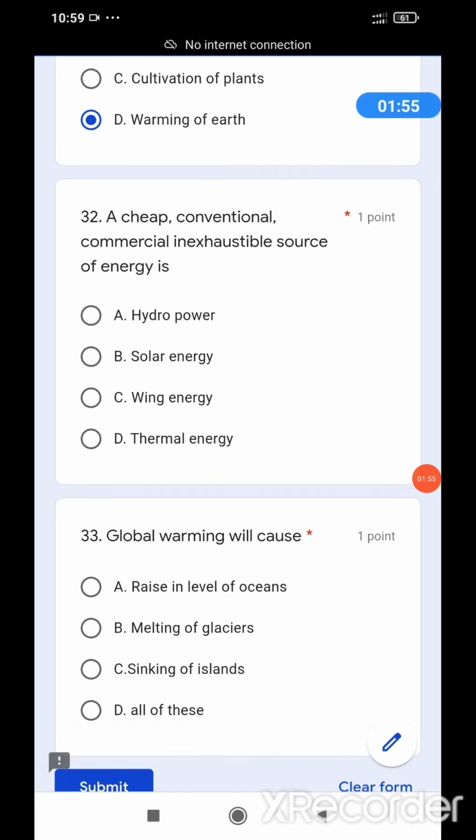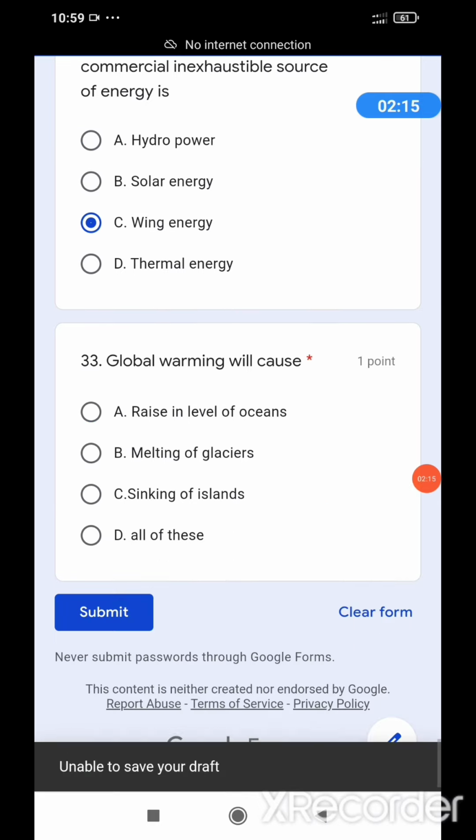32. A chief conventional commercial and inexhaustible source of energy is wind energy.